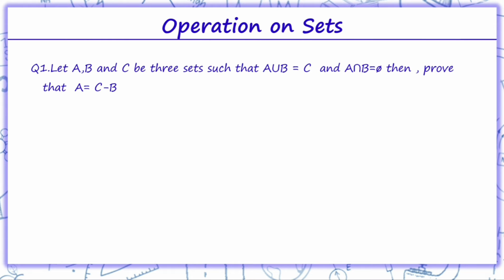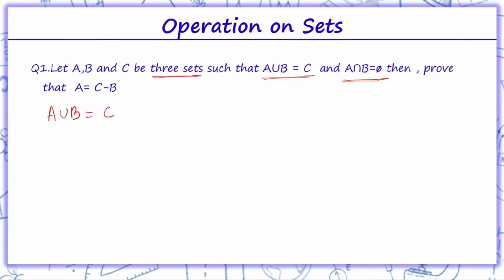Now coming to the question part, in which we have to use these theorems. The question is: let A, B, C be three sets such that A union B is C and A intersection B is phi, then A equals C minus B. Now over here, we are provided with A union B, which is C.